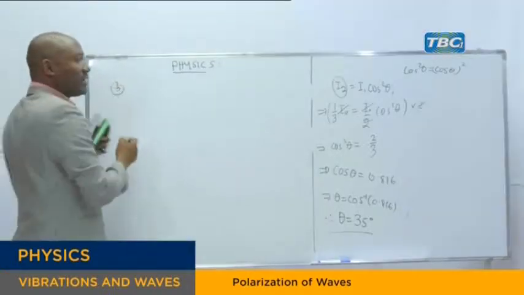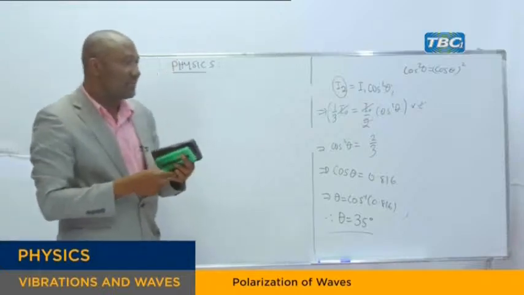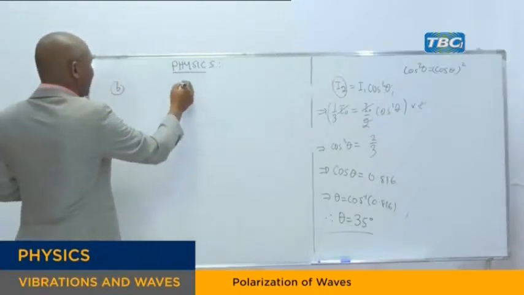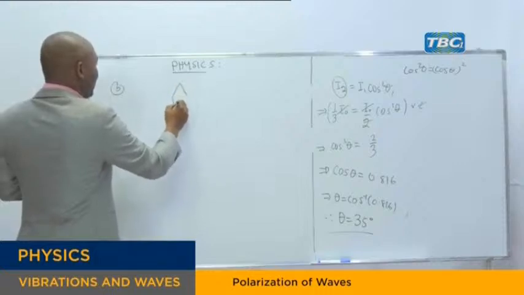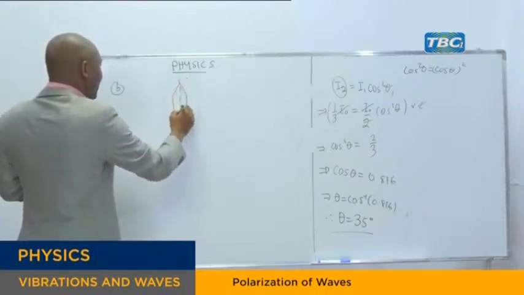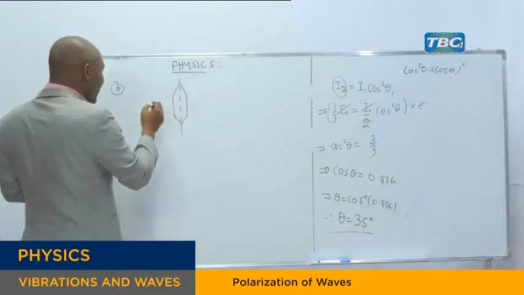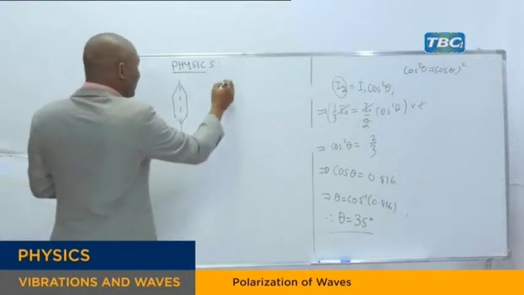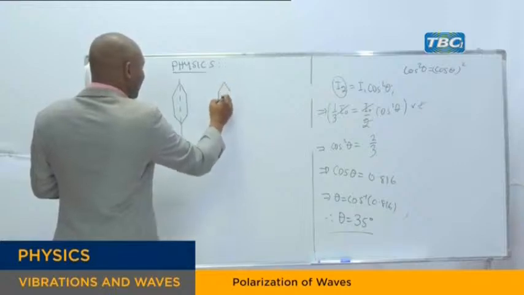The two polaroids are arranged such that the transmission axes are parallel. Okay, this way. Now, make sure that you are making a follow-up on this, because this is the assignment you're supposed to be doing at home while making a follow-up here. So these are the two polaroids.